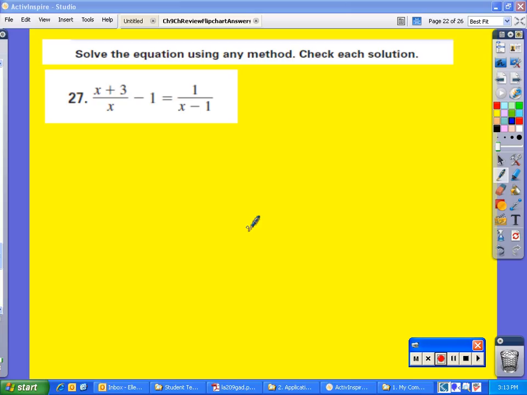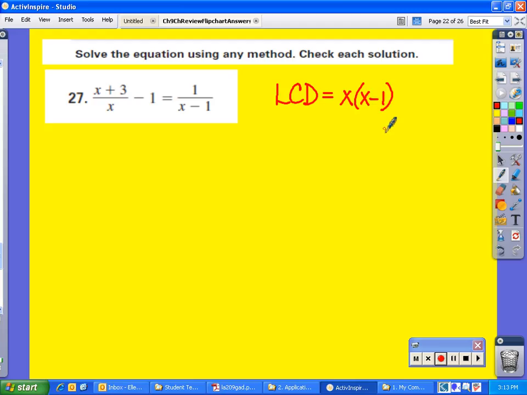An alternative that I've seen some students do is that they like to get a common denominator for each term and then get rid of the denominator. I think that's a few more steps, so I think I'll just go ahead and multiply through by the LCD. Remember, the LCD has to have factors that appear in any of the denominators. So we have an x and an x minus 1.